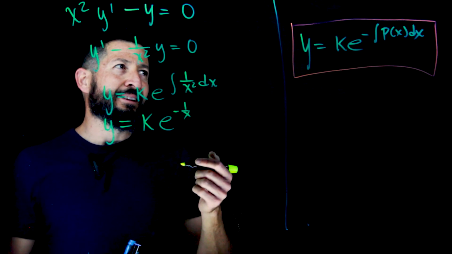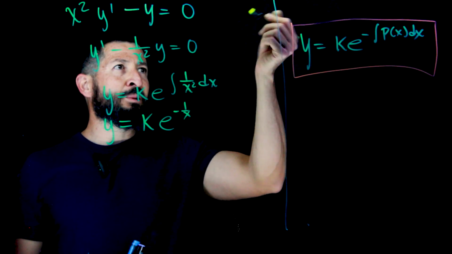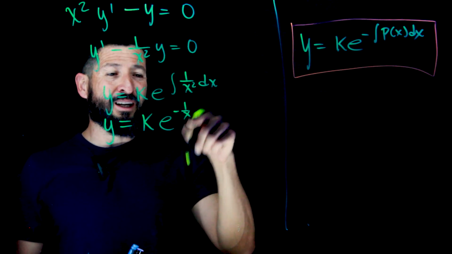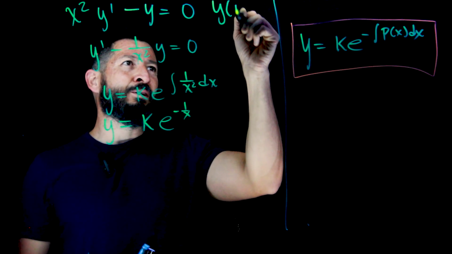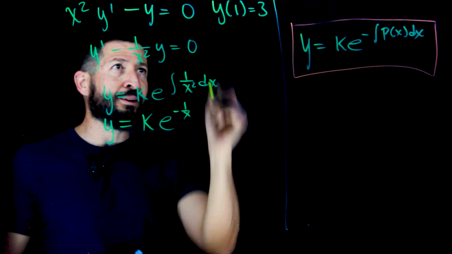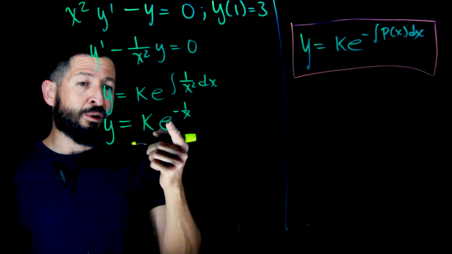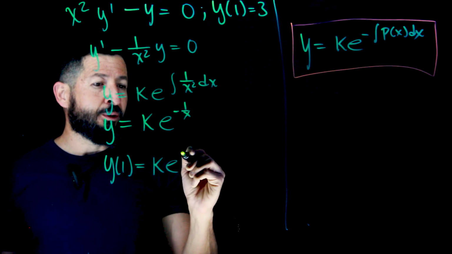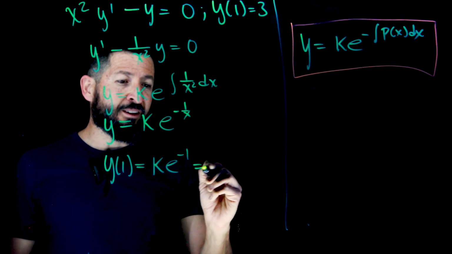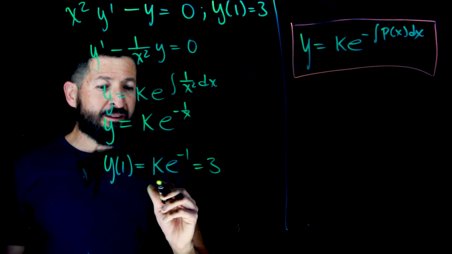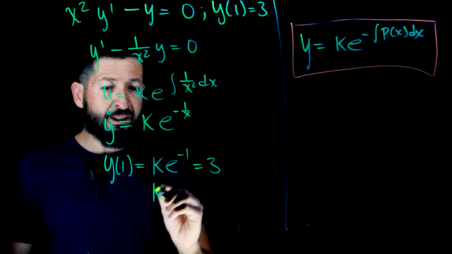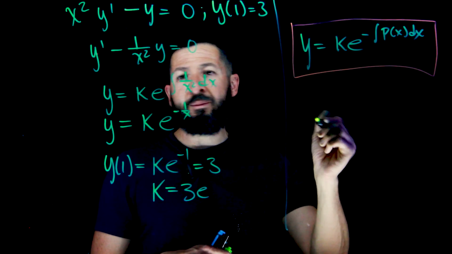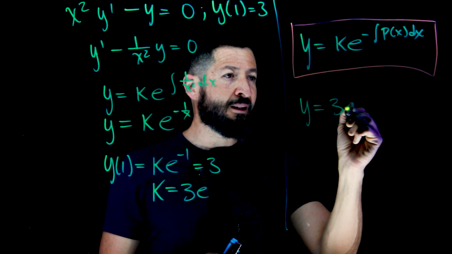If you were given an initial condition, I cannot do y of 0, I have to be careful with that, but I could do something like y of 1 is equal to 3, or whatever you want. What you would have to do is plug in: y of 1 would be k e to the negative 1, and that is going to be equal to 3. Then you multiply times e on both sides, and you get that k is equal to 3e. And then your solution for this initial value problem would be y is equal to 3e times e to the negative 1 over x.